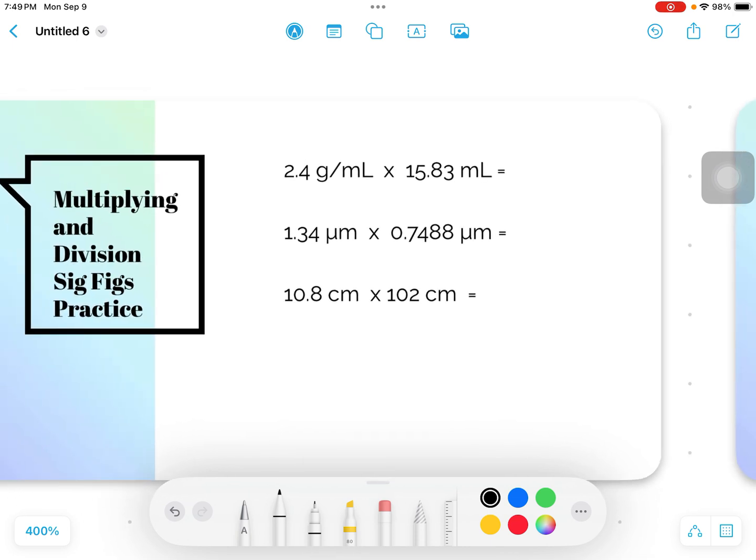So we have 2.4 grams per milliliter multiplied by 15.83 milliliters. So what we'll do is multiply the two together. You should get an answer of 37.992. Okay, so we go back to our numbers. We have to figure out how many sig figs are in each number. So 2 is a sig fig, 4 is a sig fig, so we have 2 here. 1 is, 5 is, 8 is, 3 is, so that would be 4. Again, we always go to our least amount, so we're going to go to 2.